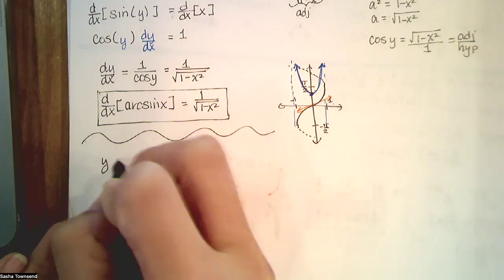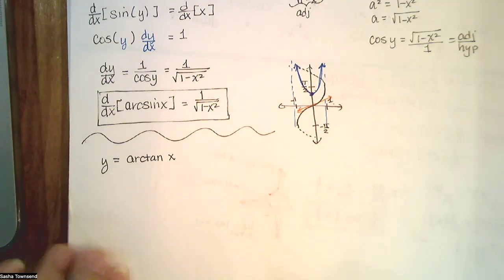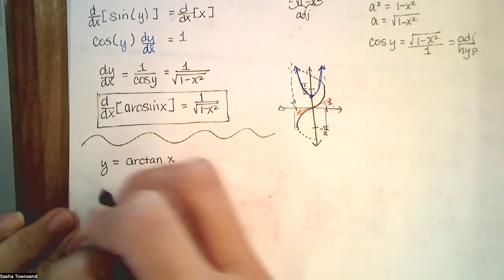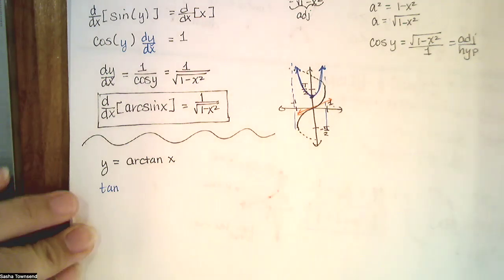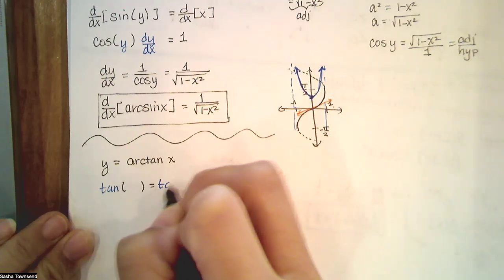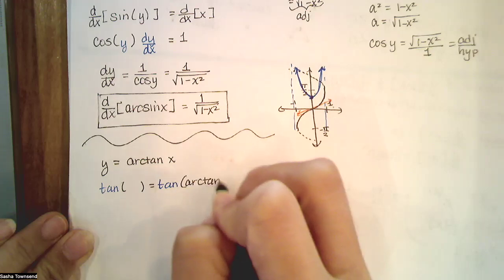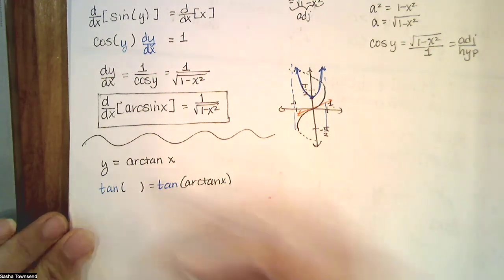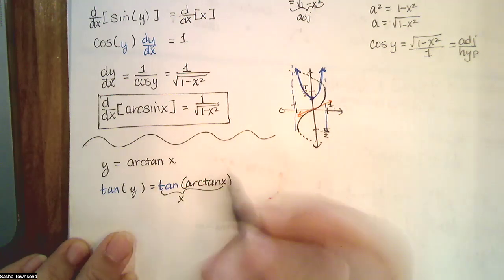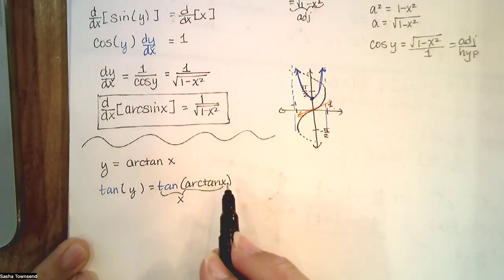We know that y equals the arctangent of x, and we're trying to find the derivative of that. So we want to write this in terms of functions that we know. To get rid of the arctan, we'll take the tangent of both sides. The tangent of the arctangent is just whatever you started with. So in this case, it's just x.